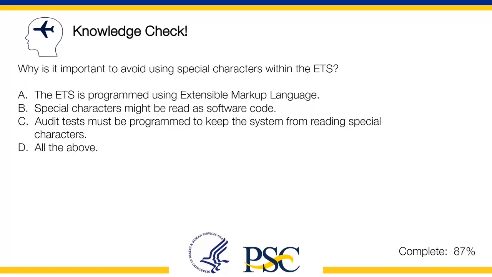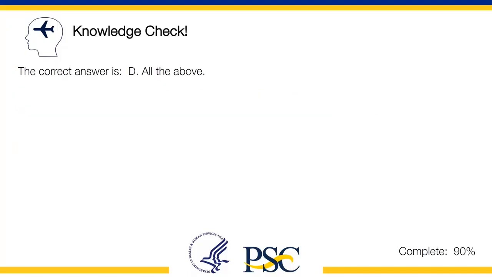Why is it important to avoid using special characters within the ETS? A. The ETS is programmed using extensible markup language. B. Special characters might be read as software code. C. Audit tests must be programmed to keep the system from reading special characters. D. All the above. Pause the video, consider your response, and then resume to learn the answer. The correct answer is D.